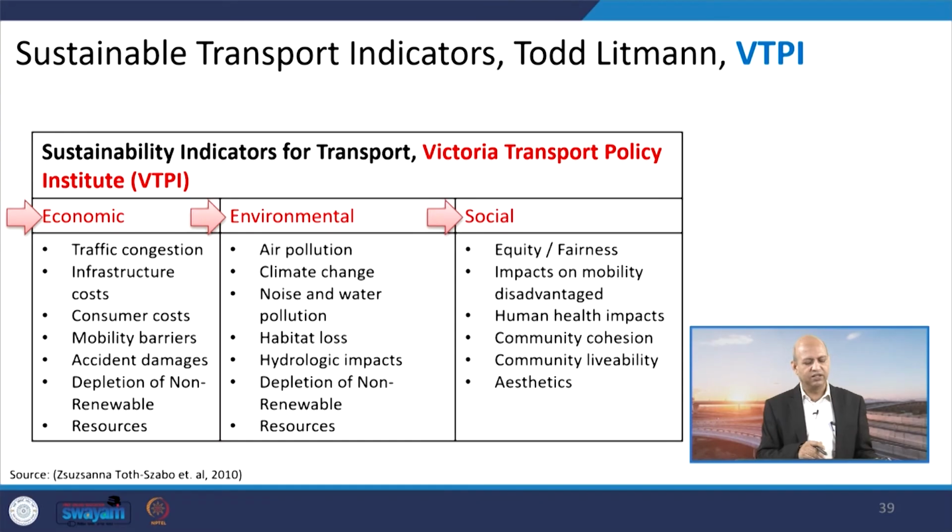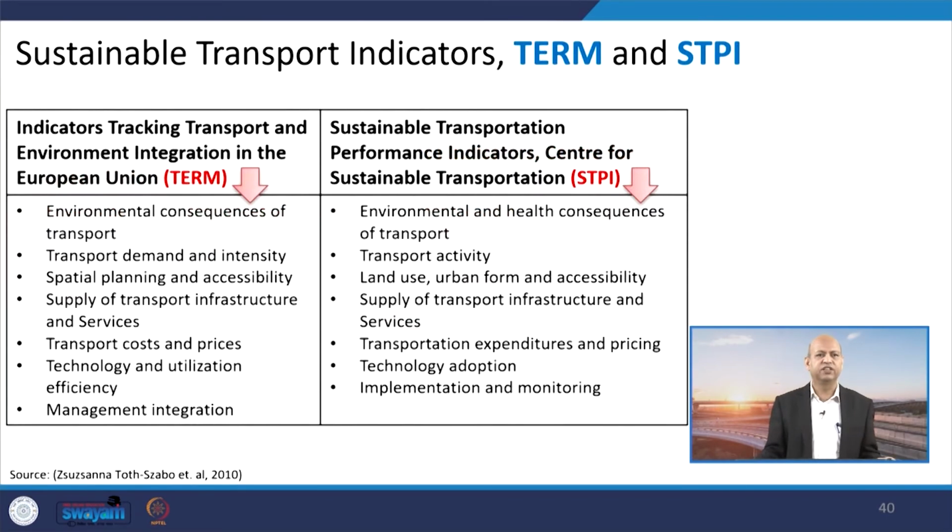Then there is another effort, sustainability indicators for the transport, which is proposed by the Victoria Transport Policy Institute. They also focus on economic, environmental and social features, and these are listed here. You can see more or less they are similar, with different names and different emphasis on various aspects.